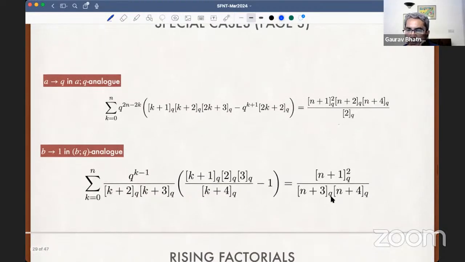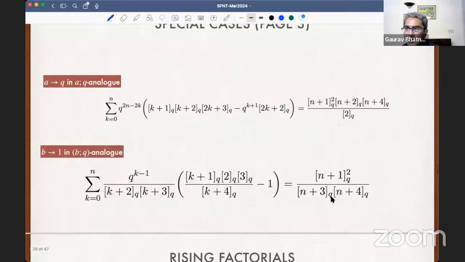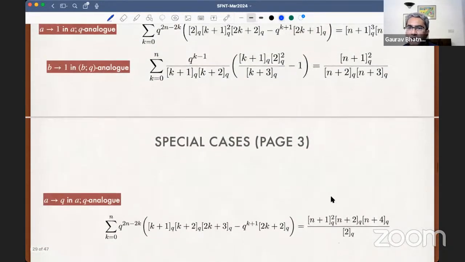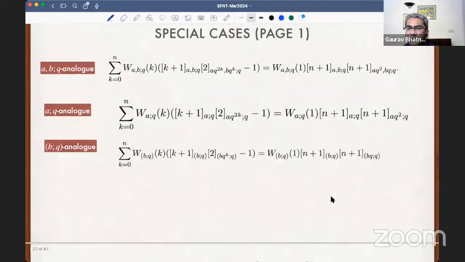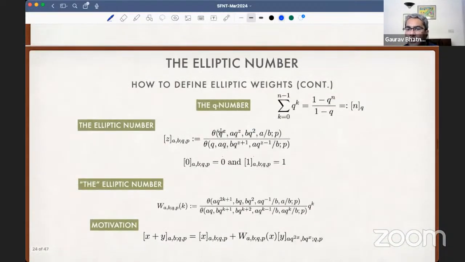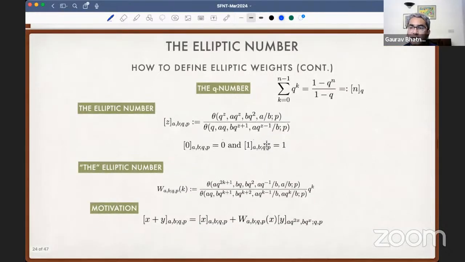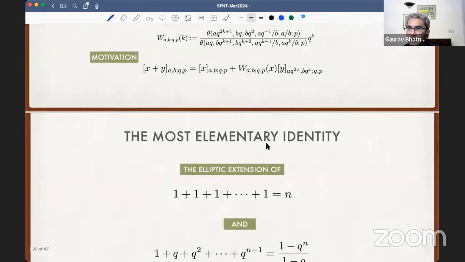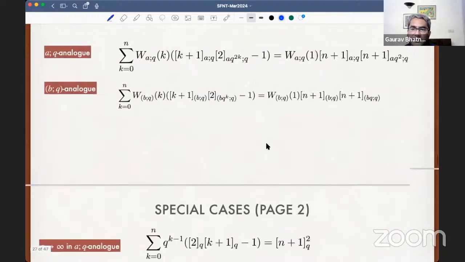So when we get elliptic identities by hook or by crook, the special cases have 2 additional parameters A and B in addition to the Q, and that means they are generalizations of Q identities.